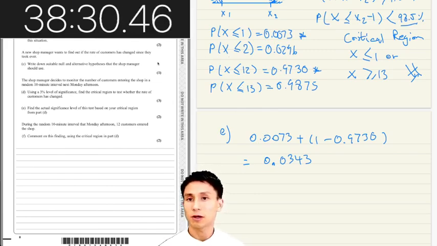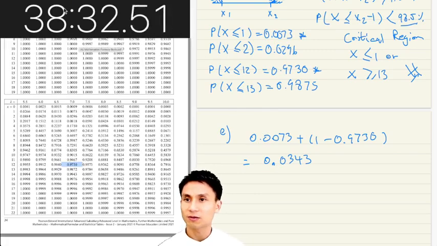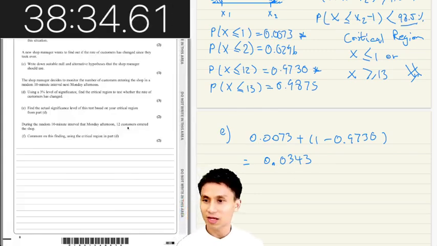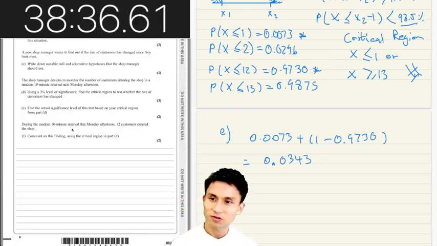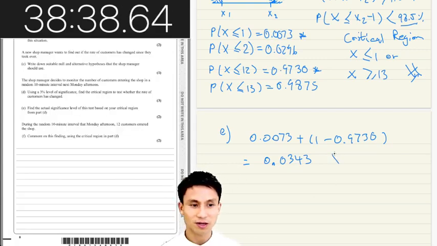Okay, right. Interesting, which is a bit greater than the 3% level of significance there, but I'm just going to take my chances there, all right?